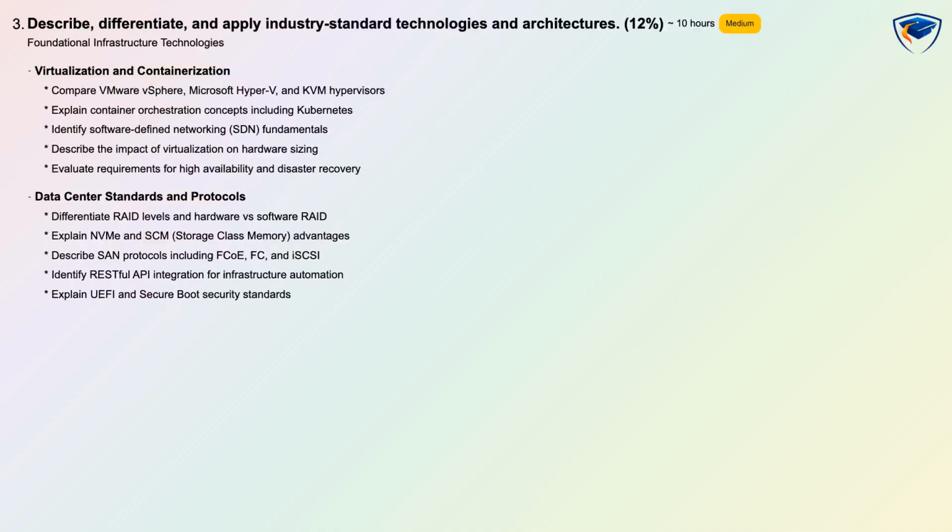Domain 3 is describe, differentiate, and apply industry standard technologies and architectures, weighted 12%, focus foundational infrastructure technologies, difficulty medium, with estimated learning time 10 hours and assessment type conceptual plus scenario based. You will compare hypervisors such as VMware vSphere, Microsoft Hyper-V and KVM, and understand container orchestration concepts including Kubernetes and SDN fundamentals. The domain explains how virtualization affects hardware sizing and covers high availability and disaster recovery requirements.